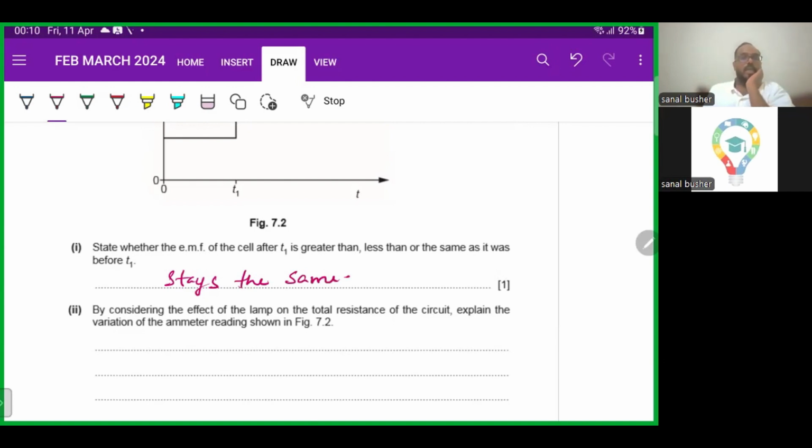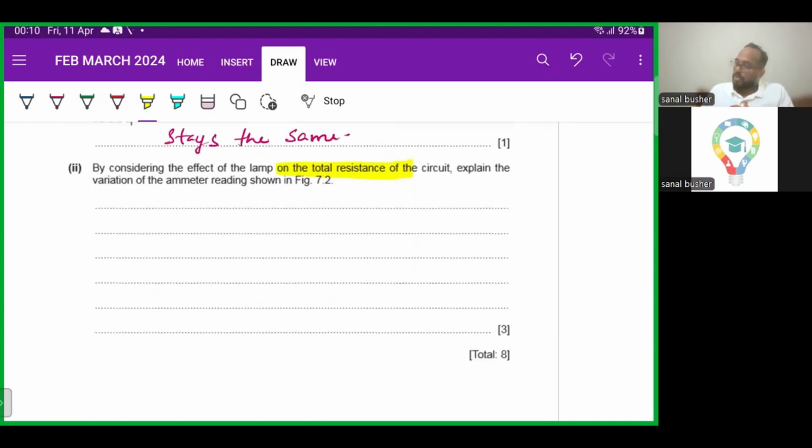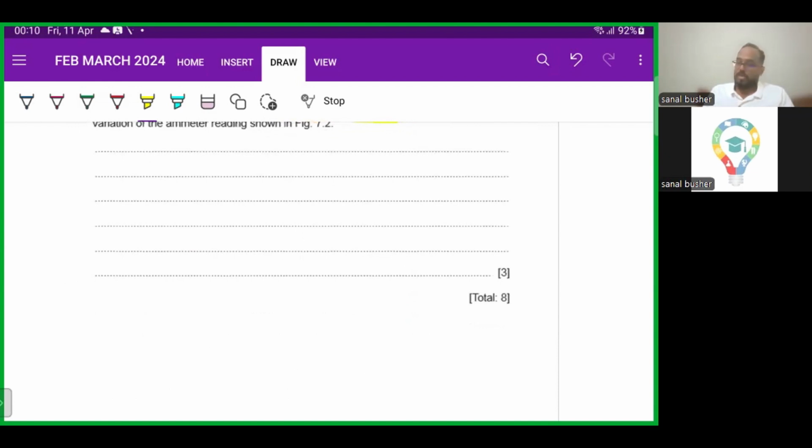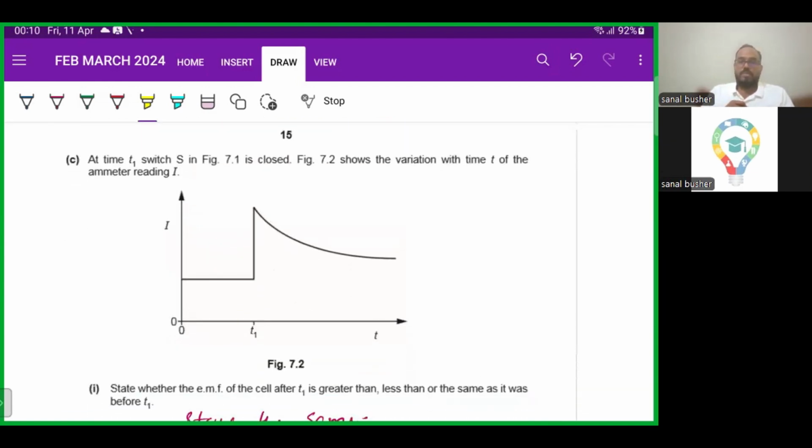Then, by considering the effect of the lamp on total resistance, okay, you remember you need to read the question carefully. The effect of the lamp on the total resistance of the circuit, explain the variation of ammeter reading. So you need to explain the variation of current with respect to the total resistance. So you need to identify what is the total resistance at t1, and how it is varying with the current. So you check this one, a 3-mark question.